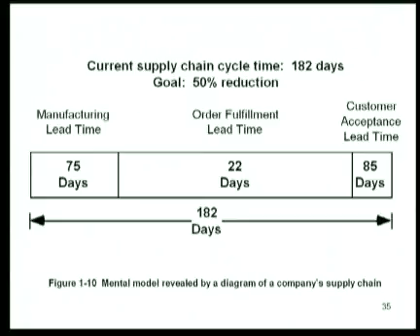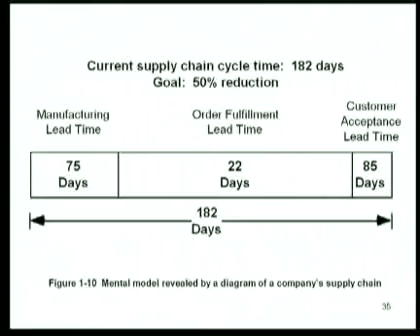This is an example that's taken from a real world situation that I'll describe to you just briefly. The question was posed to some folks about the cycle time being divided into three different intervals. There was a manufacturing lead time, an order fulfillment lead time, and customer acceptance lead time.